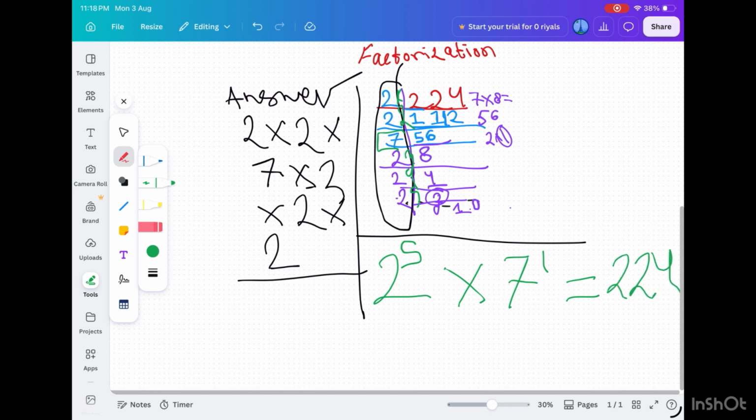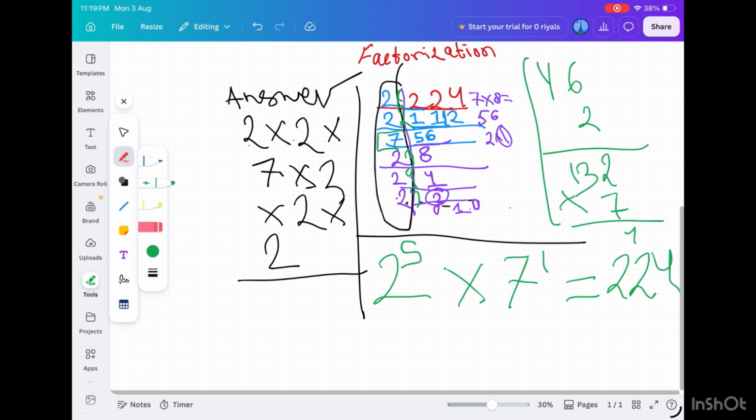And let me show you the easiest method to check it: just multiplying all of these numbers. Let me show you, I got my answer perfectly right. So 2 times 2 is 4. 4 times 8 is 16. 16 times 2 is 32. 32 times 7 is 224. I did it with all the prime numbers. I did not use any composite numbers, and I got my answer perfectly right.